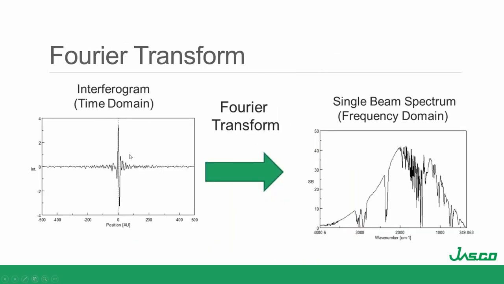Next, the computer takes the signal from the detector. It goes through what's called a Fourier transform, and it's converted into a single beam spectrum. So it goes from time domain to frequency domain.